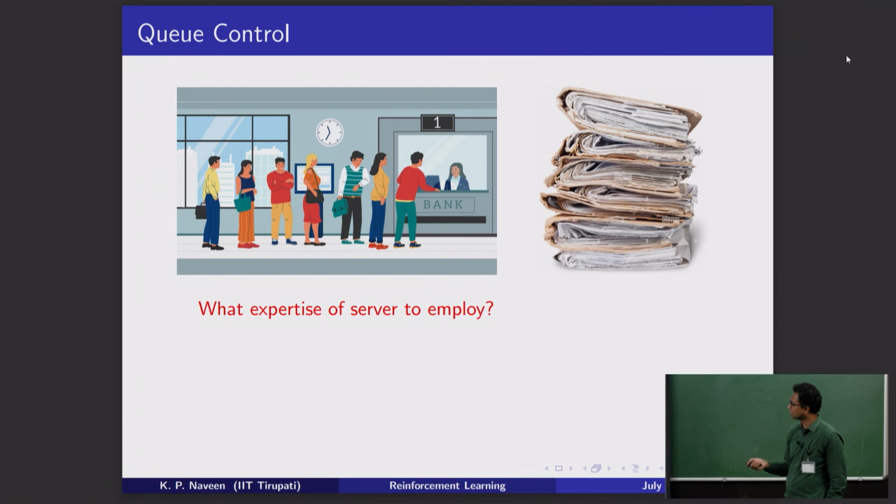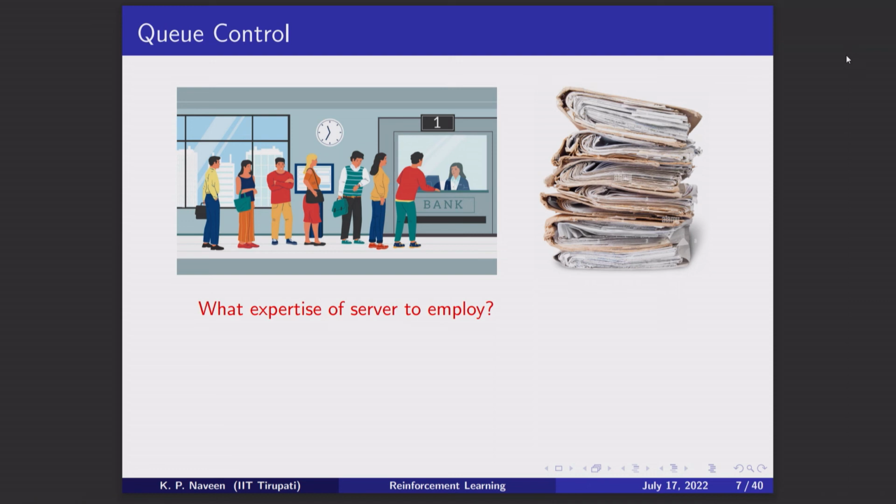Now the question is, it depends on who you hire, right? You can hire a very skilled person who can really serve much faster, but he or she is going to cost you more, okay? Or you can work with a not so skilled person. They may not charge you more, but the way of processing tasks is not very fast, so there is delay you have to bear with. So there is again a trade-off, right? What expertise of server to employ in such scenarios, okay?